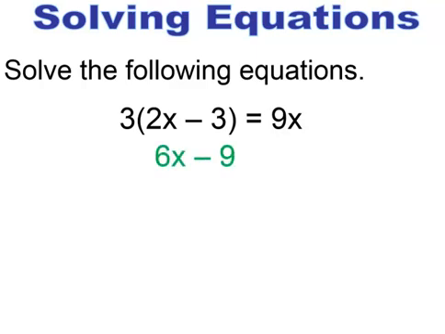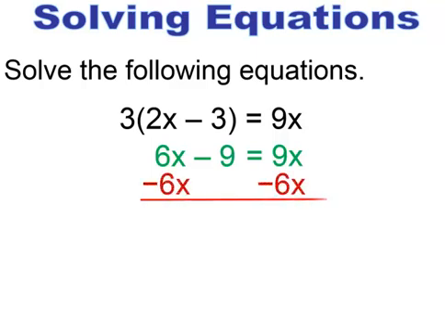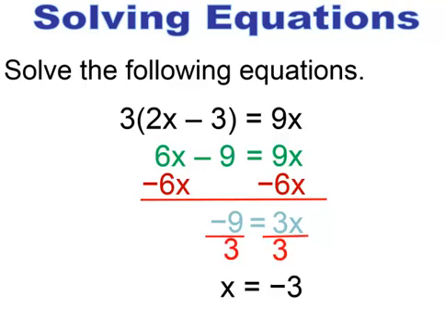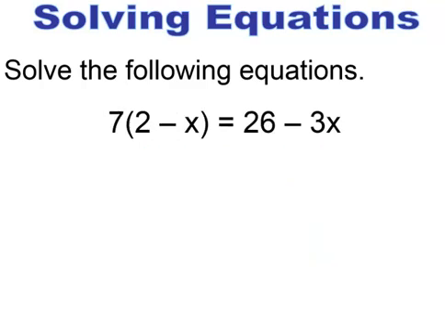Again, you want to double check your distributive property, making sure you distribute it all the way through. We end up with 6x minus 9 equals 9x. Now, because 9x is on the one side by itself, I'm going to move the 6x over to that side by subtracting, because 6x is positive. I'm left with a negative 9 equals 3x. And then I'm dividing through by 3, and I get my x variable equals a negative 3. Pause and try.